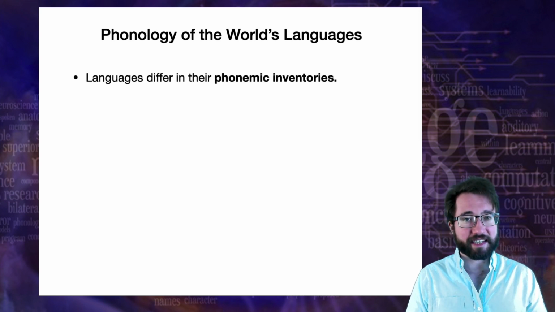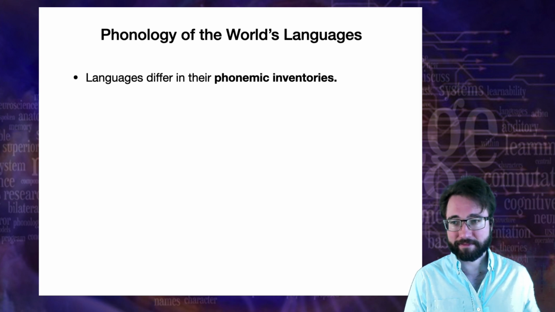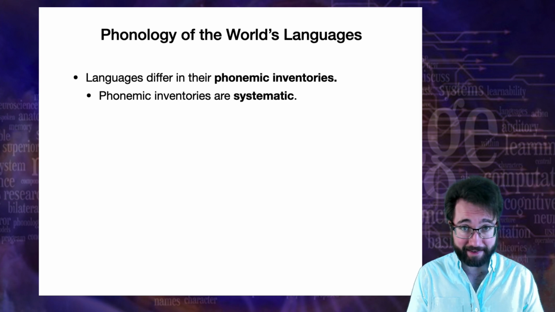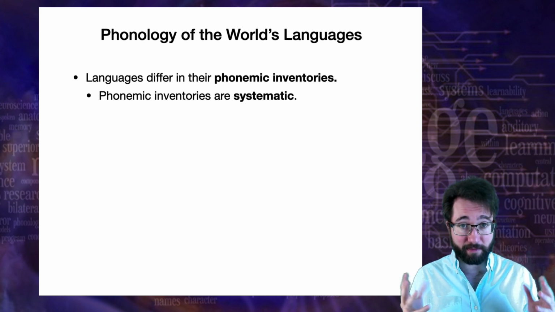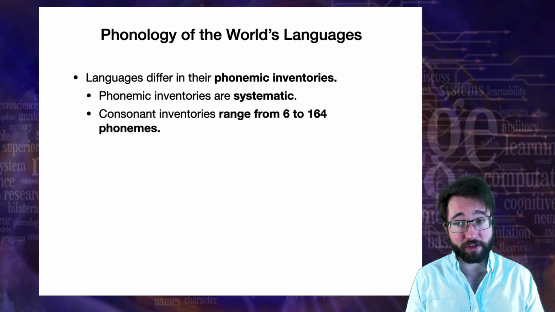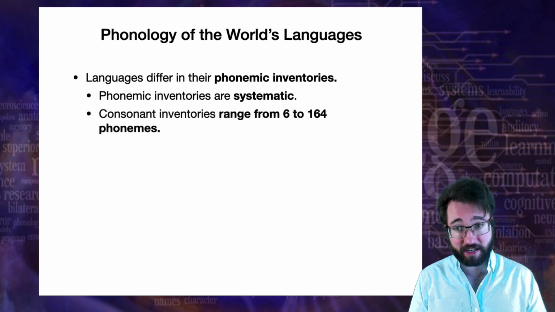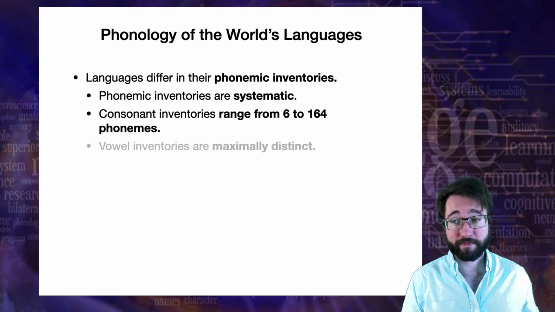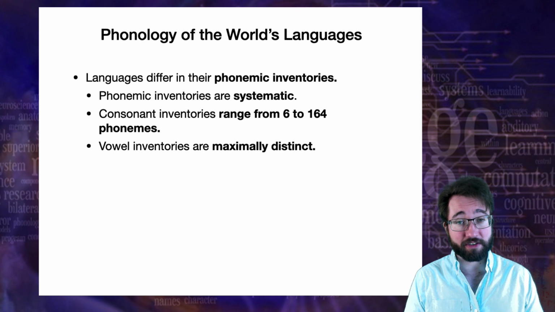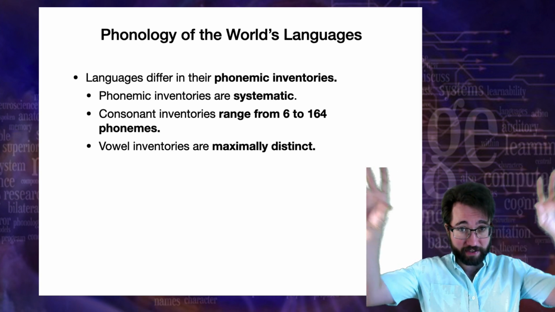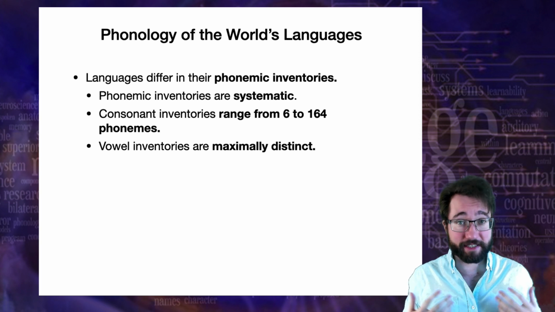So we've seen that languages differ in their phonemic inventories. We've seen that phonemic inventories are systematic. They use a small set of features combined with each other to create a larger set of phonemes. Consonant inventories range from as small as 6 to as large as 164 different phonemes. Vowel inventories are what's called maximally distinct, which means the vowels are sort of repelled from each other in vowel space so that they sound distinct from each other.